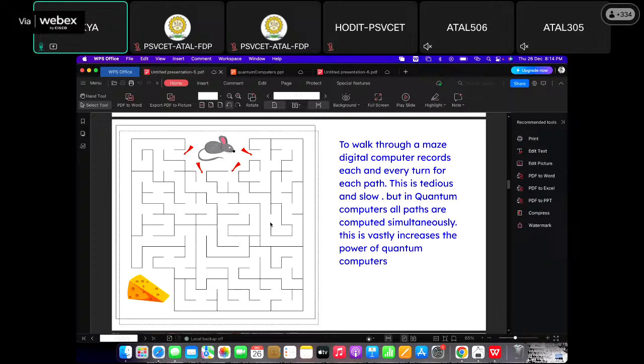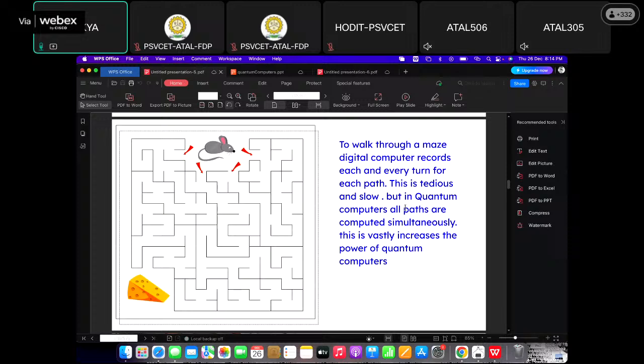Then we have a second example here, the mouse maze. To walk through a maze, a digital computer records each and every turn for each path. We have different ways to reach the destination. This is tedious and slow. But in quantum computers, all the paths are computed simultaneously. This vastly increases the power of quantum computers.